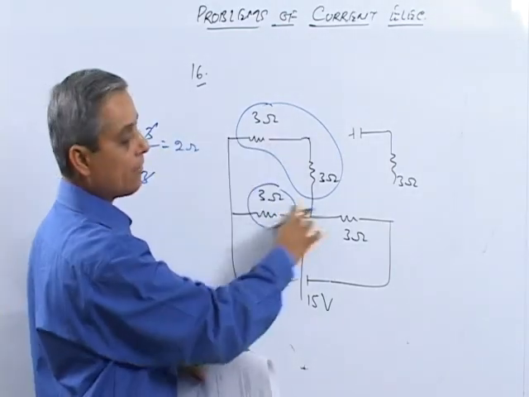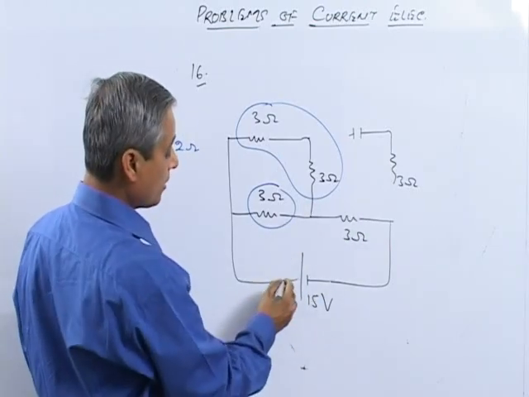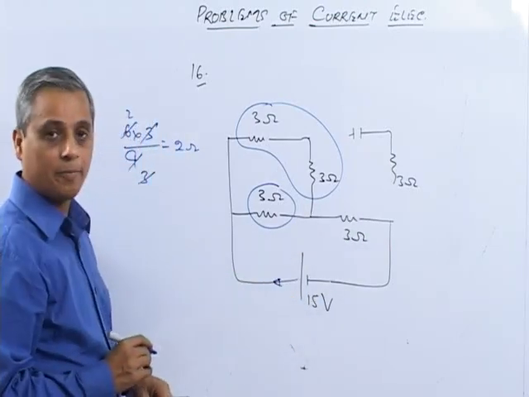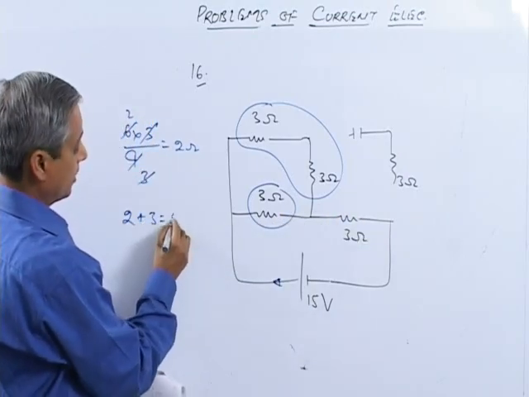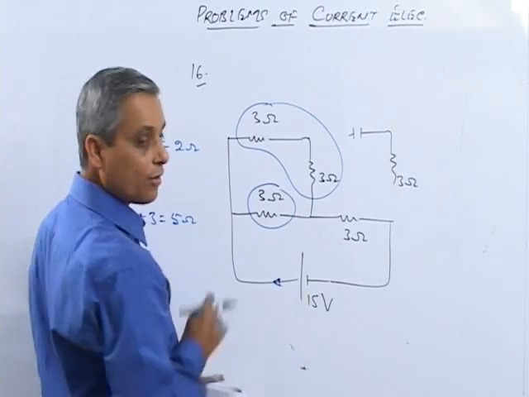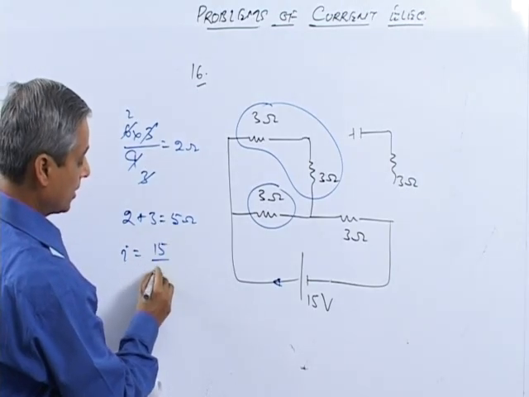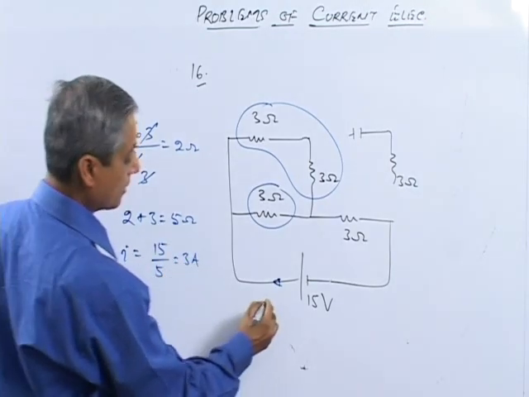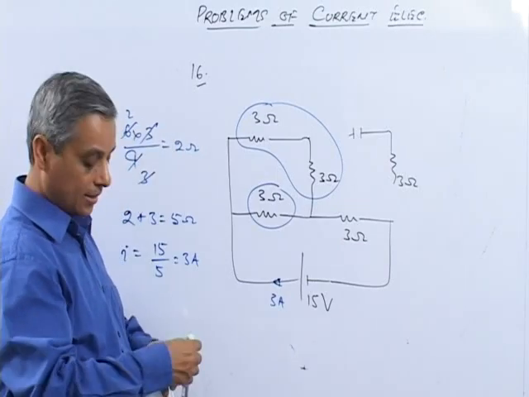So this entire part will behave as 2 ohm, and then this 3 ohm. So the current delivered by this battery will be across 2 ohm plus 3 ohm, that is 5 ohm resistance, with a 15 volt battery. So the current will become V by R, and that is 3 ampere.